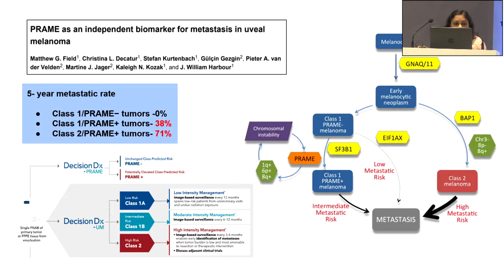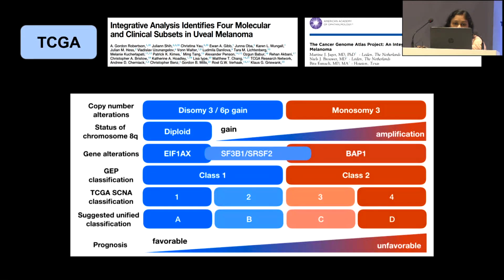Later on, the GEP classification was modified to include PRAME mutation, that is preferentially expressed antigen in melanoma, because PRAME independently was found to increase the metastatic rate to nearly 38% in class 1 tumors. Later on, the Cancer Genome Atlas project integrated different platforms of genetic testing like cytogenetics, molecular genetics, or epigenetics, and they classified uveal melanoma into 4 molecular subtypes in the increasing order of their risk for metastasis.